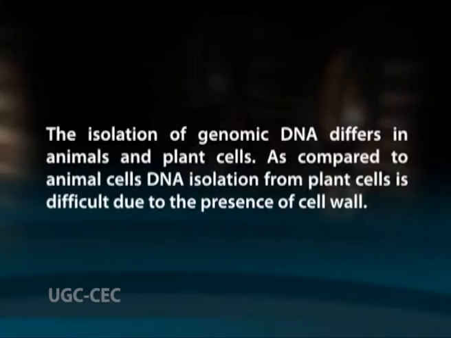Genomic DNA is found in the nucleus of all living cells with a structure of double-stranded helical ribbon. The isolation of genomic DNA differs in animals and plant cells. As compared to animal cells, DNA isolation from plant cells is difficult due to the presence of cell wall. The amount and purity of extracted DNA depends on the nature of the cell. The method of isolation of genomic DNA from a bacterium comprises bacterial culture growth and harvest, cell wall rupture and cell extract preparation, DNA purification from the cell extract and concentration of DNA solution.